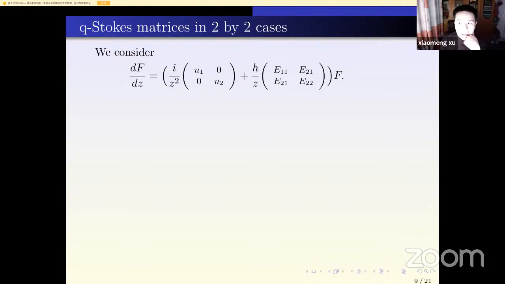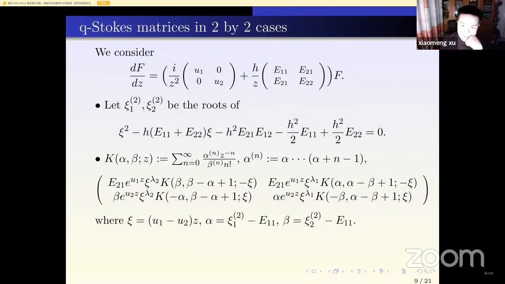To solve this system, it is not very much different from before. The idea is the same: we are going to use the Kummer function to write down a solution. But before that, let's introduce the roots, the eigenvalues of the quantum determinant of the residue matrix. Here this degree two polynomial in C is the quantum determinant of this 2x2 matrix. I just write down the polynomial here; I'm going to give the definition of quantum determinant in the next slide, but let's take it for granted.